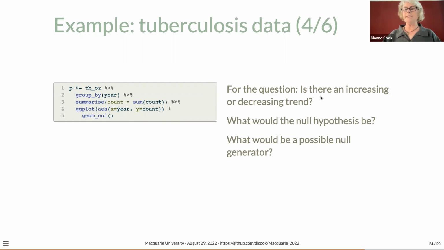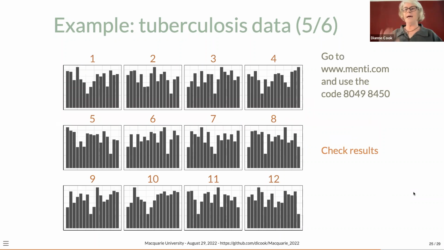So for the question, is there an increasing or decreasing trend, what's the null hypothesis for that? No trend. Yeah, no trend. And what would be a possible null generator? Just scramble year. That might be a little bit too simplistic, but let's do that for starters. We'll just scramble year, and that means we're going to break the association with year. Alrighty, so I've done that.